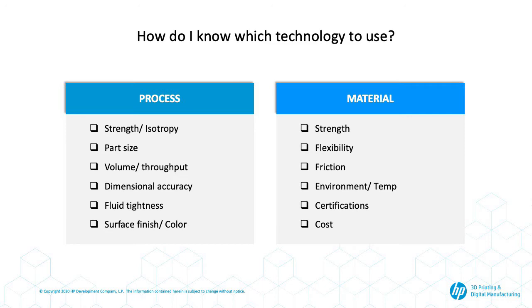So we've looked at the long list of different technologies that you might be able to use. How do you essentially get to know which technology might be the right one for your company's needs? The essential choice comes down to two things, the process and the material.